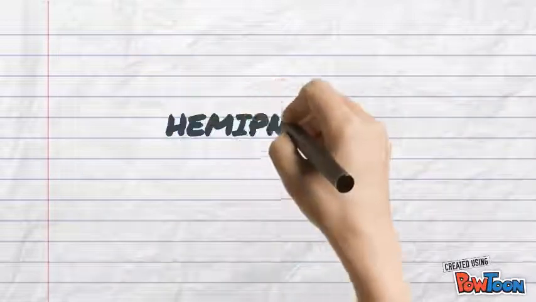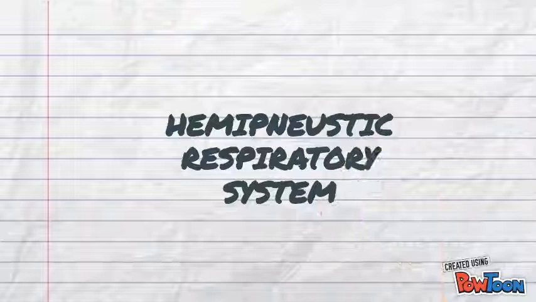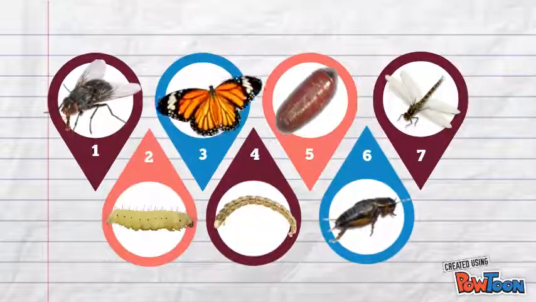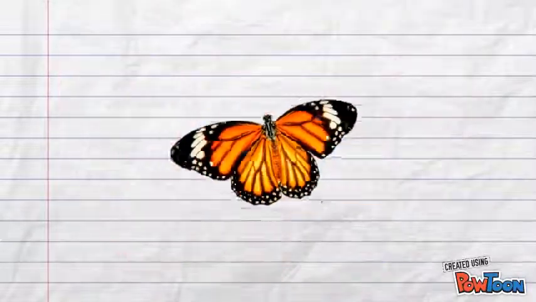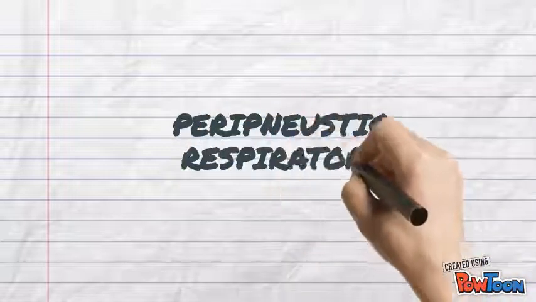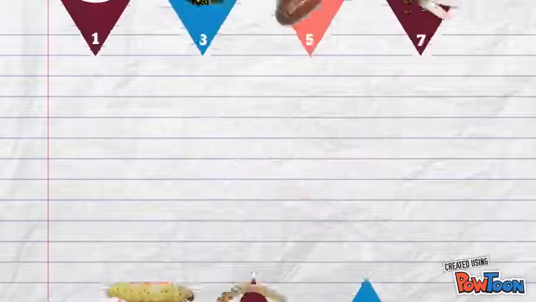Hemipneustic respiratory system has 10 pairs of spiracles present. 1 or 2 pairs are non-functional, and it is common in insect larvae. Peripneustic respiratory system: its spiracles on the abdomen and prothorax are open, while the metathorax are closed. Examples are Neuroptera, Lepidoptera, Coleoptera, Mecoptera, and Hymenoptera.